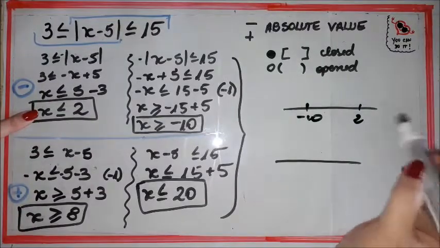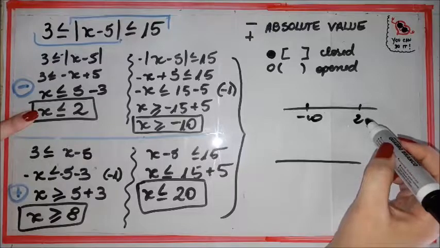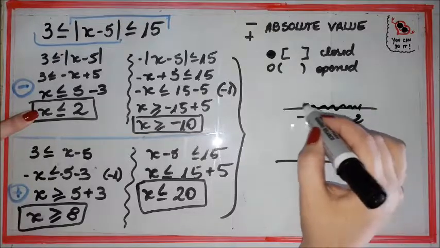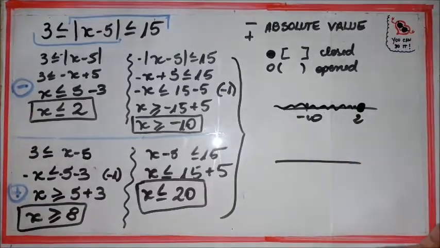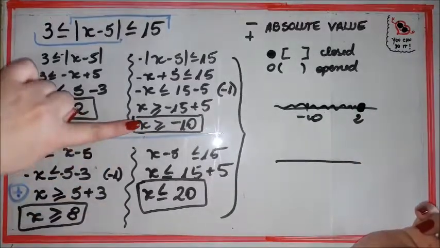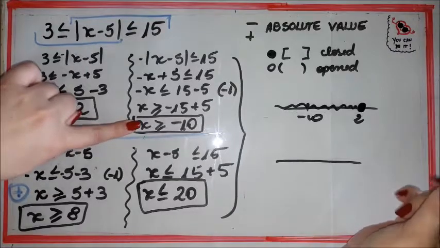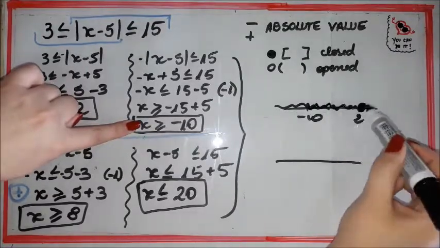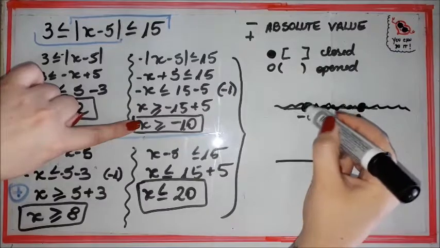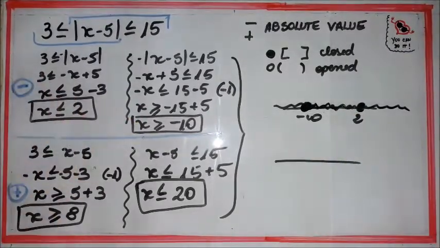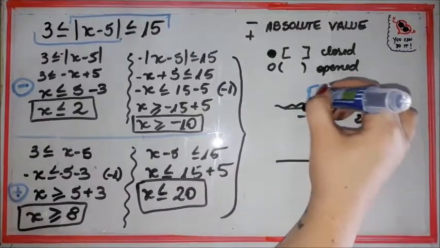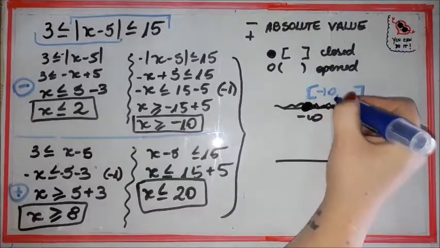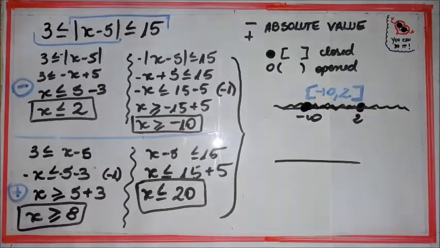Here the x is less than or equals to 2. So less than 2, but it's also equals to 2. And x is greater than negative 10 or equals to negative 10. Alright, so now I got this interval here. It is a closed interval. It goes from negative 10 to positive 2.